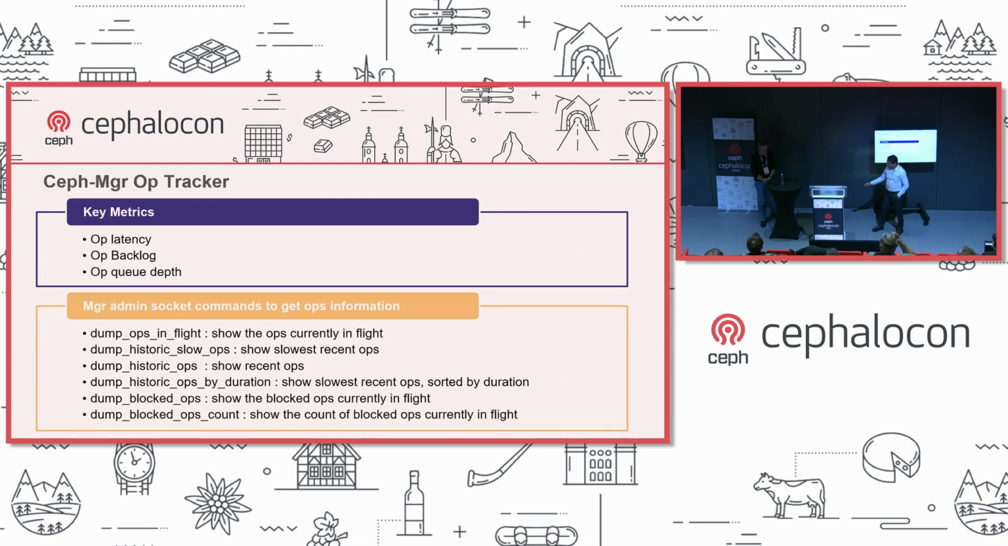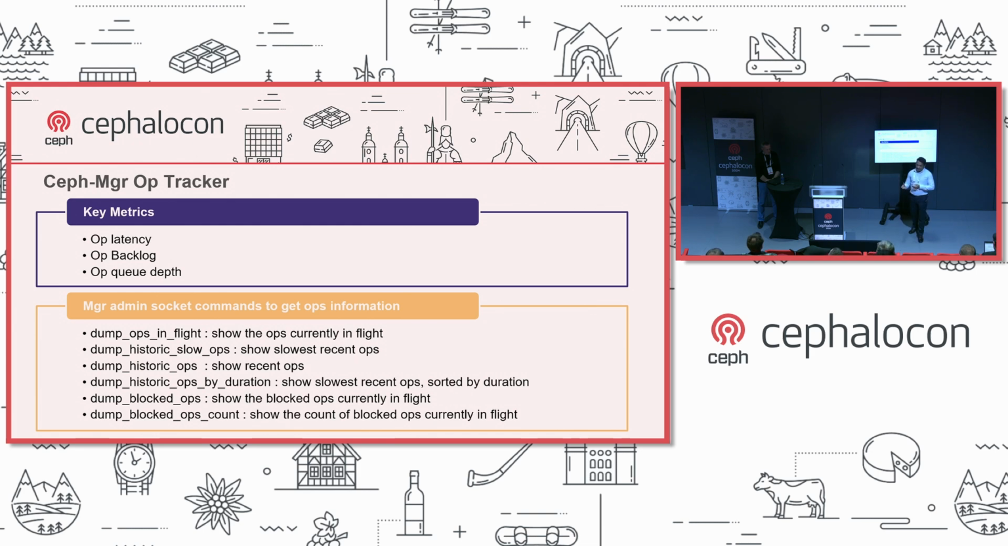Yeah, so key metrics here would be, as I said, the op latency. You can really find out where most of the time is being spent by a particular op. The op backlog lets you figure out what the recent ops being performed by the MGR are, and the queue depth, which ops are currently being handled, or rather which are in the queue.